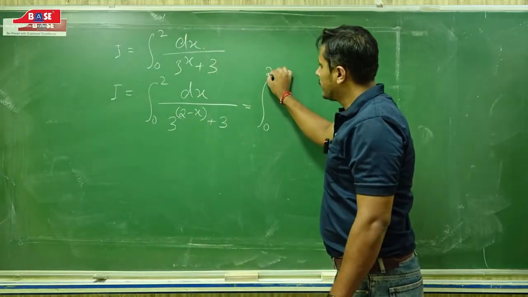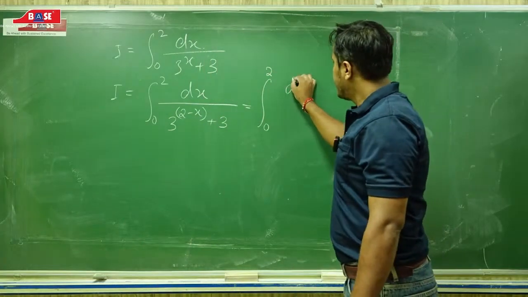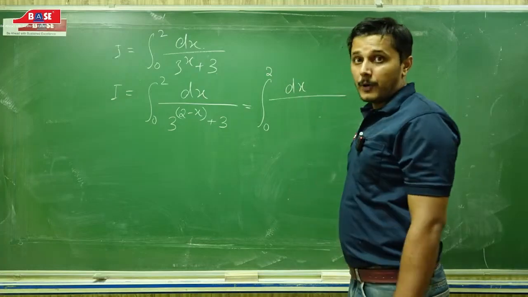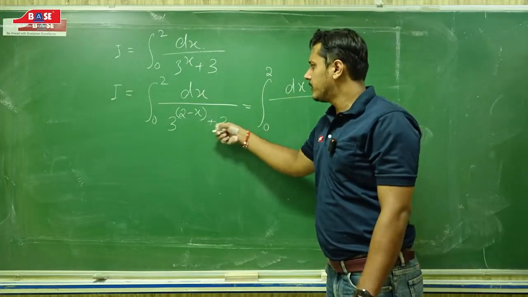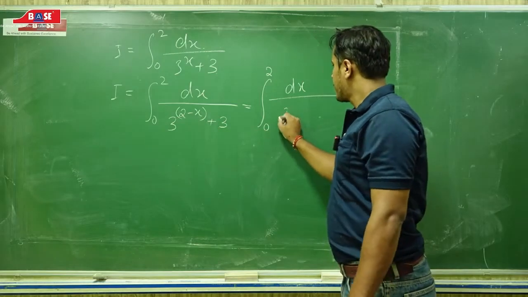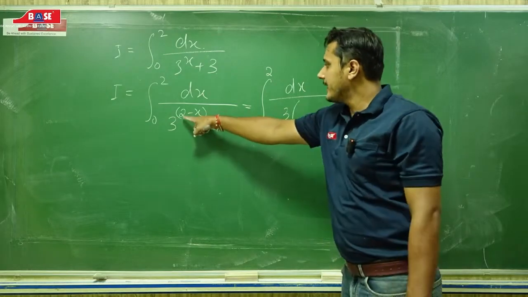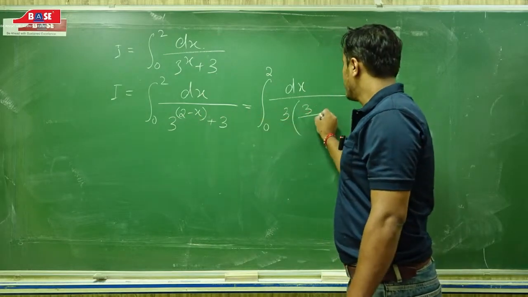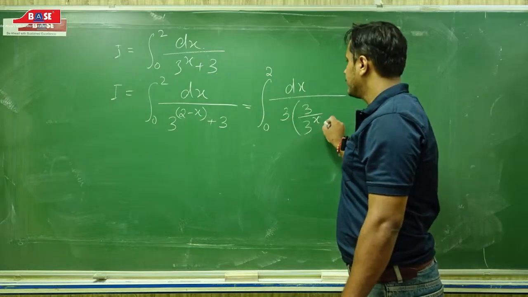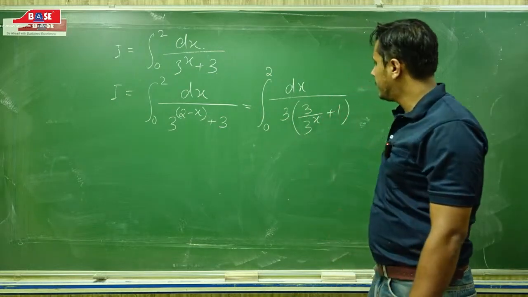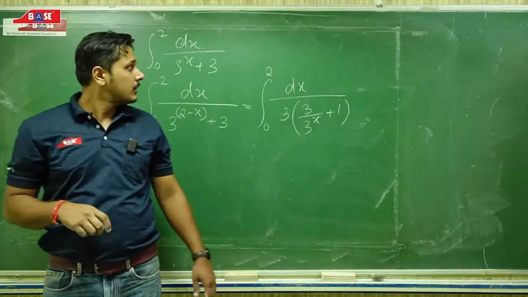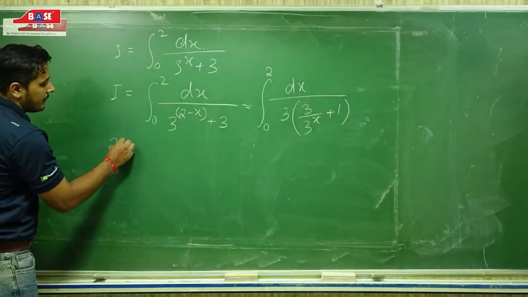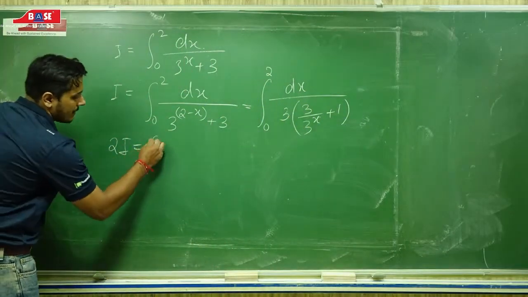This is 0 to 2 dx upon, if I take 3 common from here, so 3 square is there, that is 9, so 3 will be left, and in the denominator this will be 3 power x, and 1 will be left over here. Now add equations 1 and 2, this I and I, so this side will become 2I.